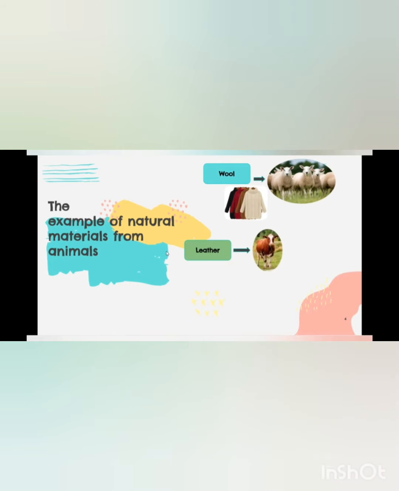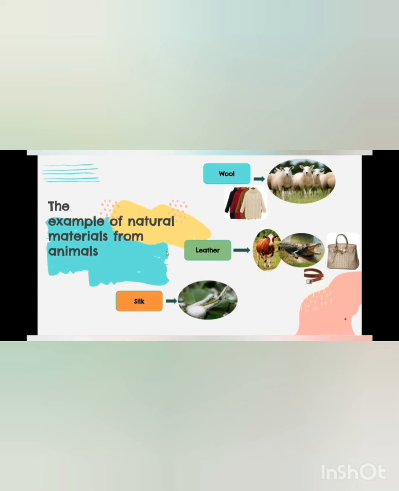And we get leather from animals. It comes from the skin of animals, the skin of cow and crocodile. And what do we make from leather? We can make jackets, purses, and belts. There is another natural material, that is silk. It comes from the silkworm, and we can make beautiful dresses from silk, and also silk ties.